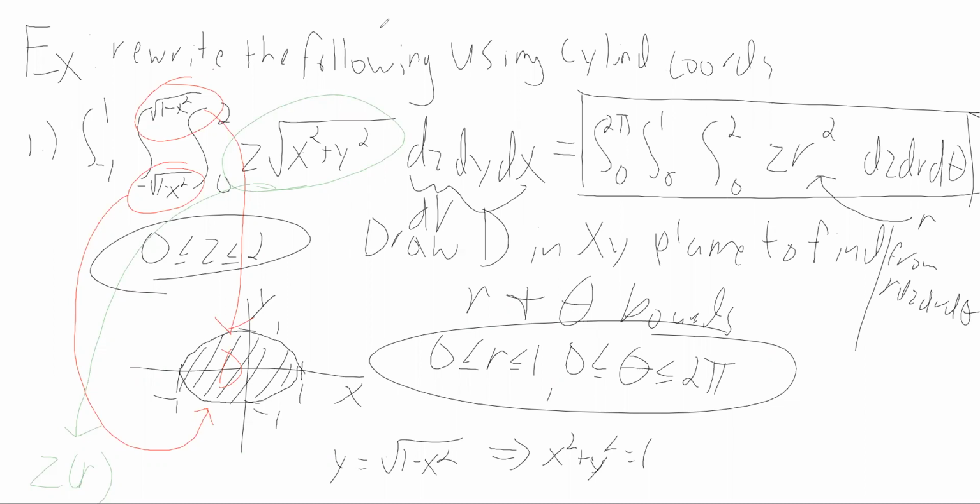So z bounds you get directly from the z here. You just change x to r cos theta and y to r sine theta. And then for the r and theta bounds, you look in the x and y bounds, you draw the picture of that region. You should be good at doing that now. In the xy plane, that's going to give you a polar region, and then you use polar coordinates to find r and theta. Let's do one more example.